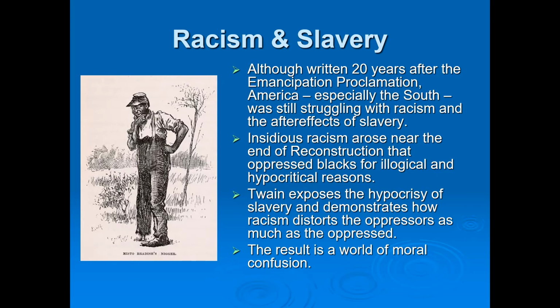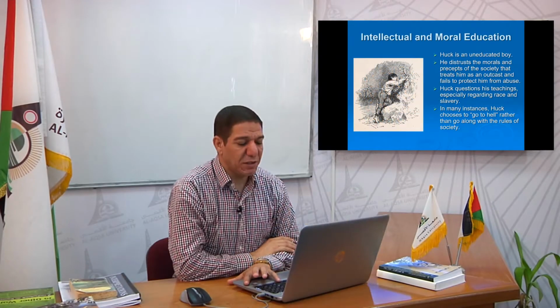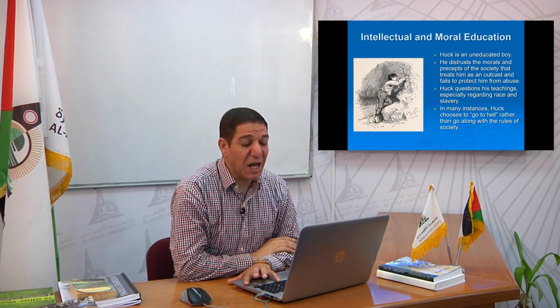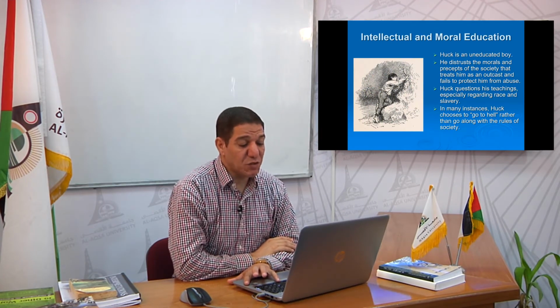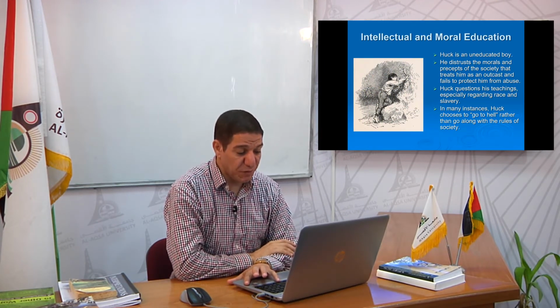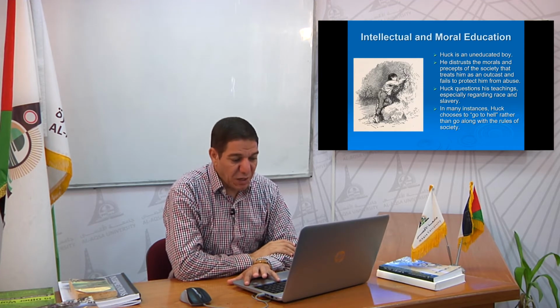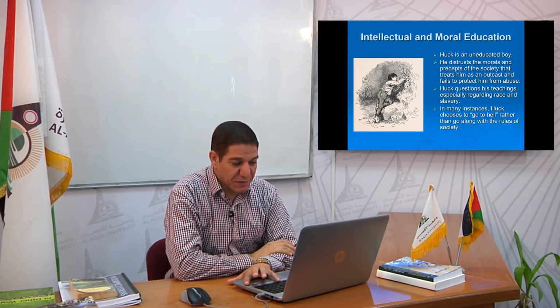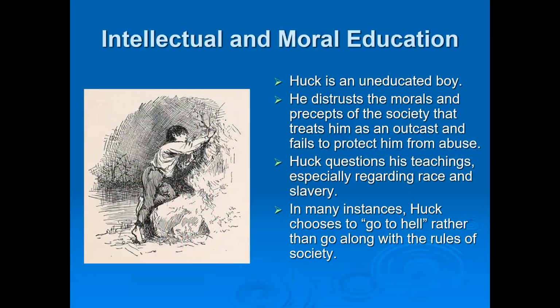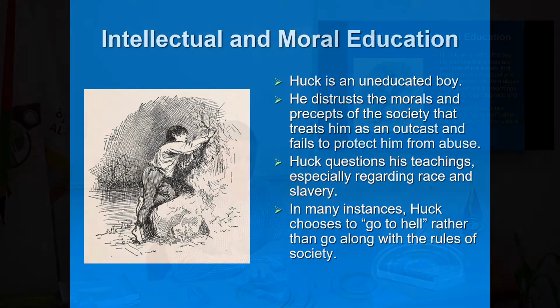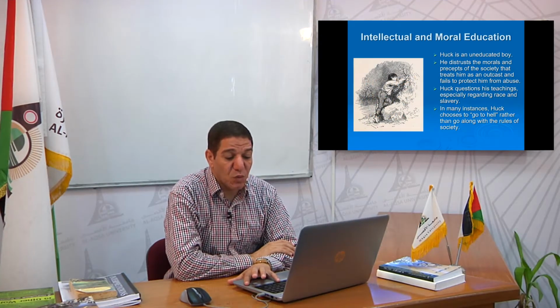Intellectual and moral education. Huck is an uneducated boy. He distrusts the morals and precepts of the society that treats him as an outcast and fails to protect him from abuse. Huck questions his teachings, especially regarding race and slavery. In many instances, Huck chooses to go to hell rather than go along with the rules of the society.